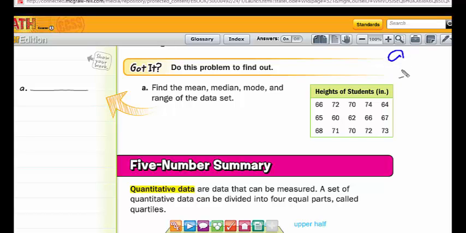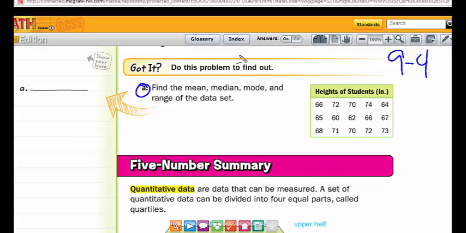Here are your solutions to 9-4 letter problems. First of all, they ask us to find the mean, median, and mode and the range of the data set. So the first thing I did is I put all this data in an Excel sheet, and then I ranked them from least to greatest to put them in order.